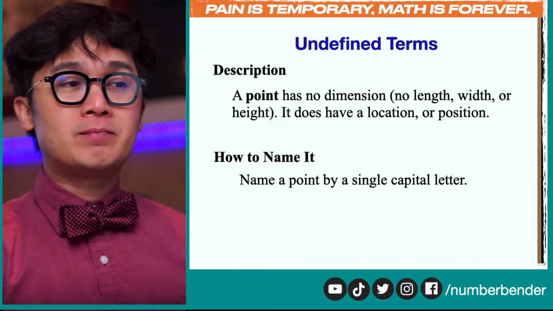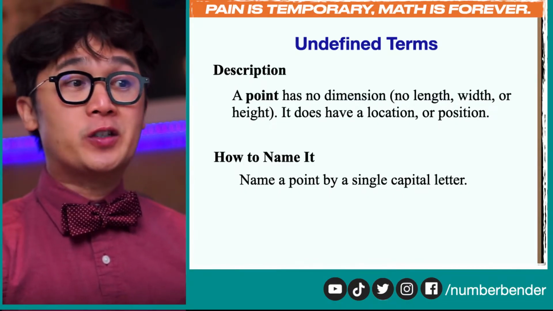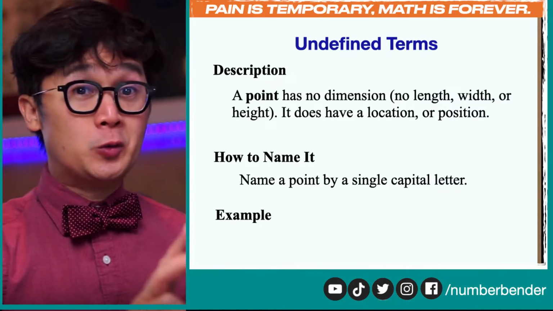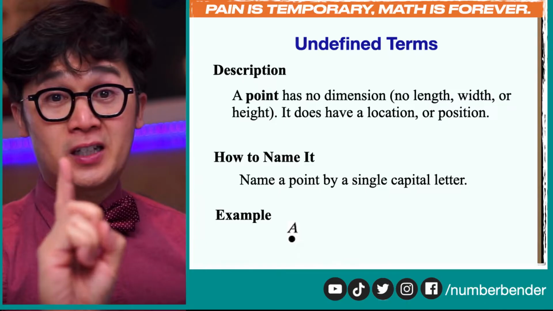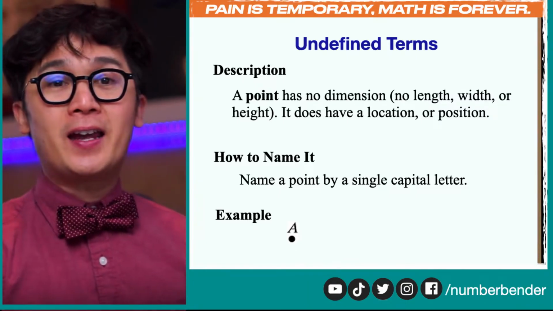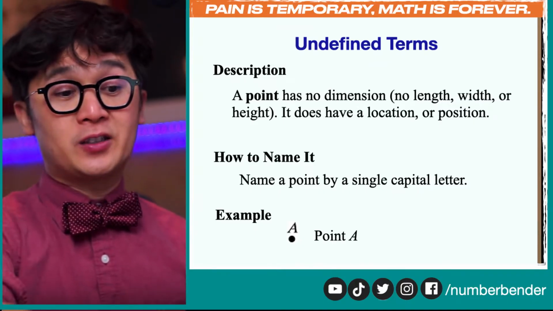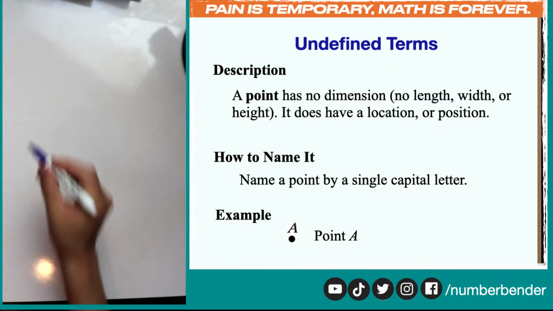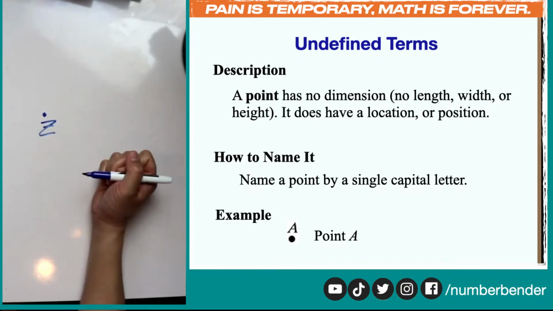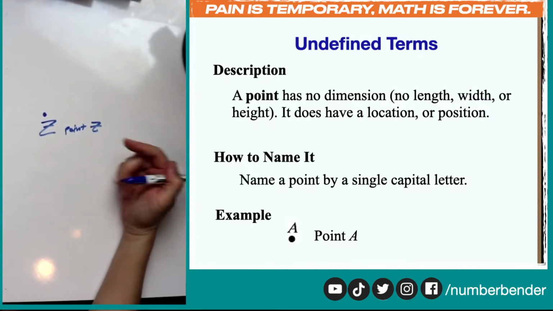And to name a point, it's pretty simple. You just need to use a capital letter. So to name a point, a single capital letter is enough. Not two, not three, but just a single letter like this. So point A in this case is denoted by the capital letter A, and it's read as point A. So that means if we have another point, this point right here, we can name this as point Z if you want to, and we'll call it point Z in geometry.